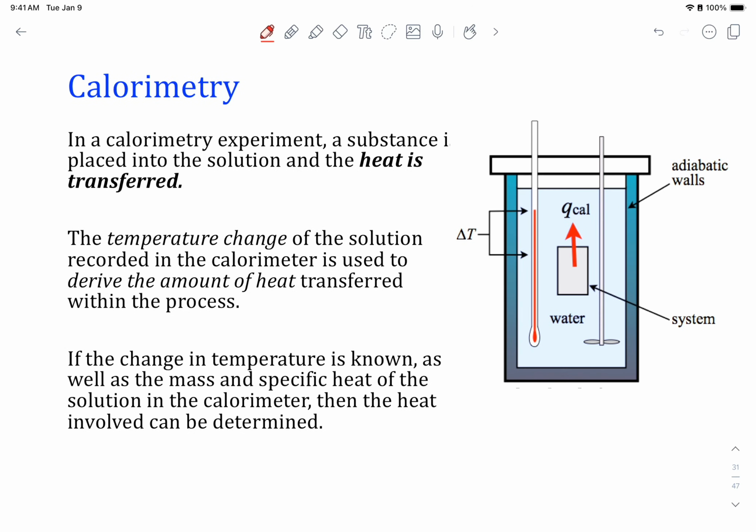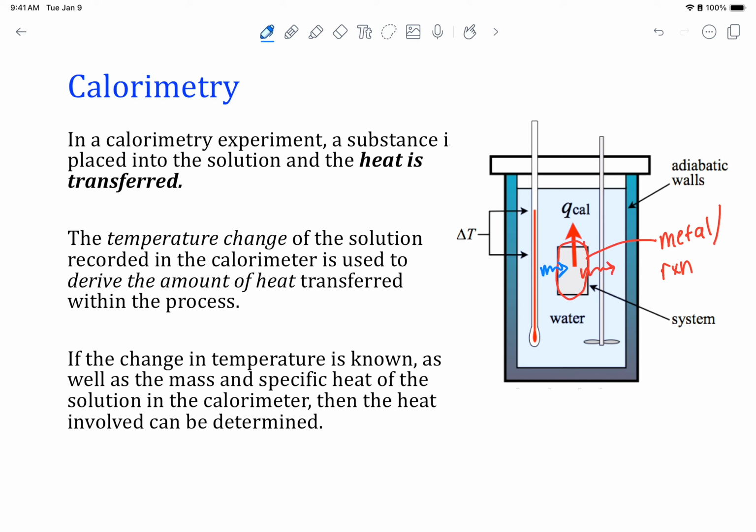So in calorimetry, a substance is placed into a solution and then the heat is transferred. So here's our system here. This can be a metal, where we're looking for the specific heat, or it could be some sort of reaction. There could be a reaction going on within that calorimeter. But somehow heat is transferred, whether that's from the system to the surroundings or from the surroundings to the system. So somehow that heat is transferred.